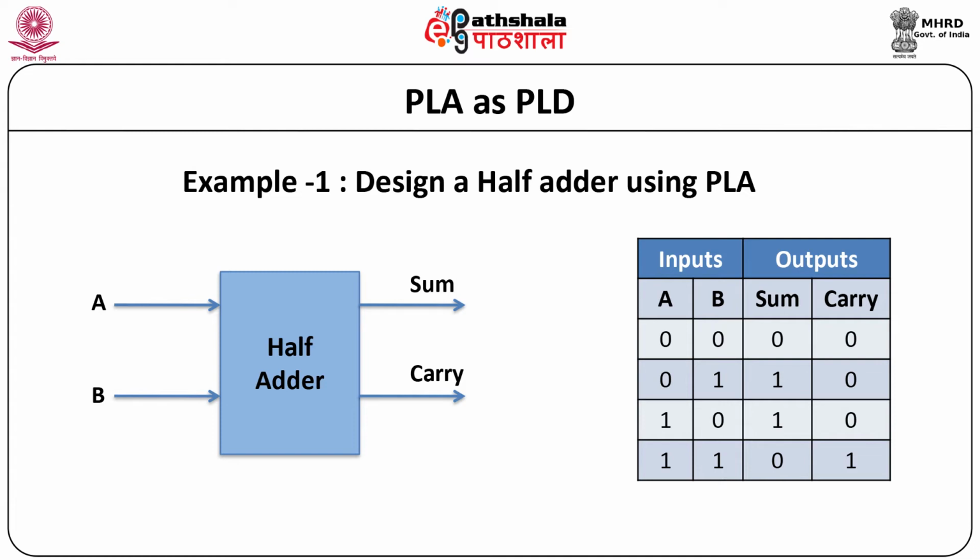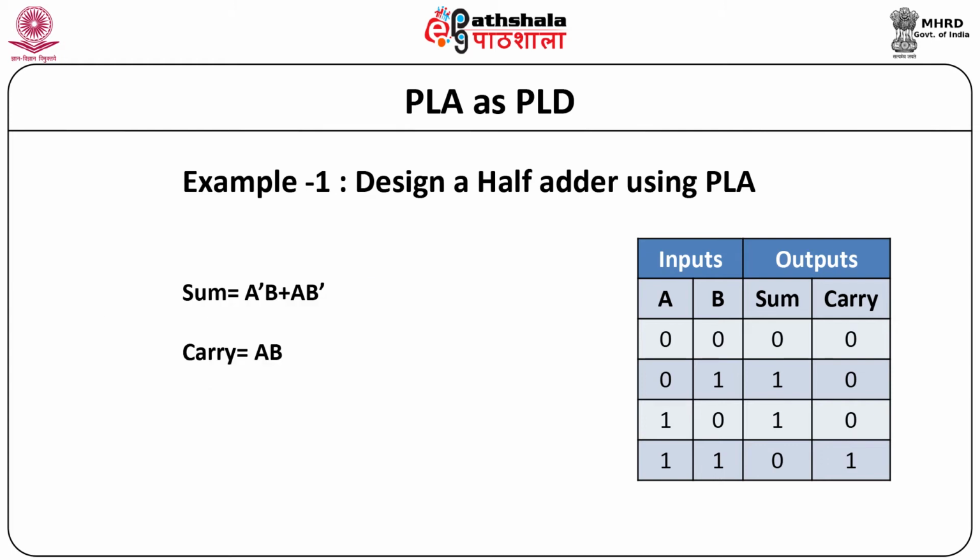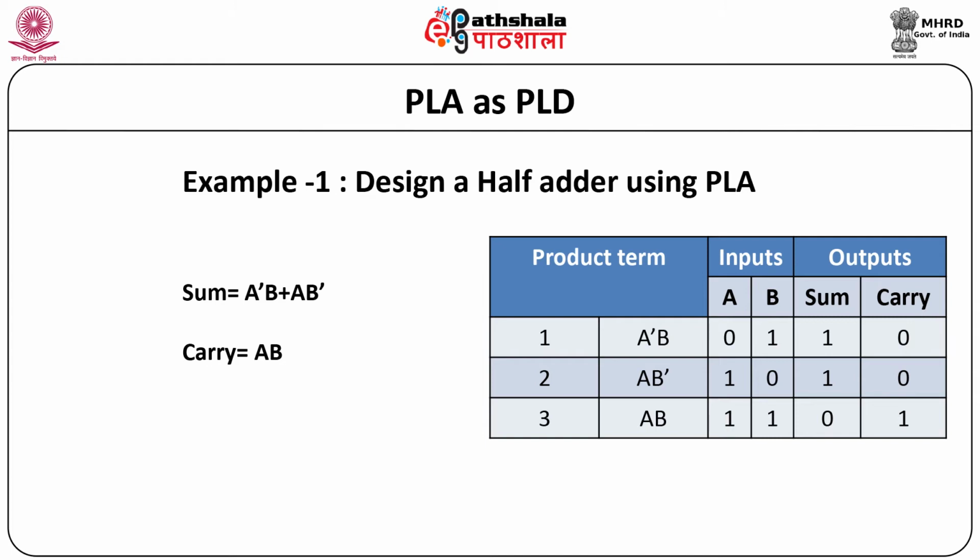Half adder is a circuit which performs 1 bit addition, generates sum and carry as outputs. The logic symbol and function table are shown here. Half adder has A and B as 2 inputs, sum and carry as 2 outputs. Next step is to obtain Boolean expression for outputs in terms of product and sum terms. Sum is equal to A bar B plus A B bar and carry is equal to A and B. There are 3 product terms as well as 2 outputs, that is sum terms. There is no reduction possible in these Boolean expressions.